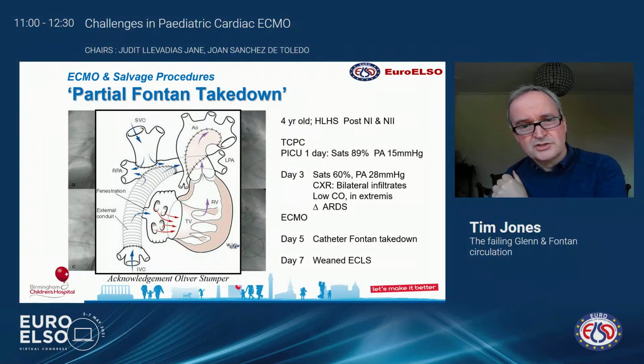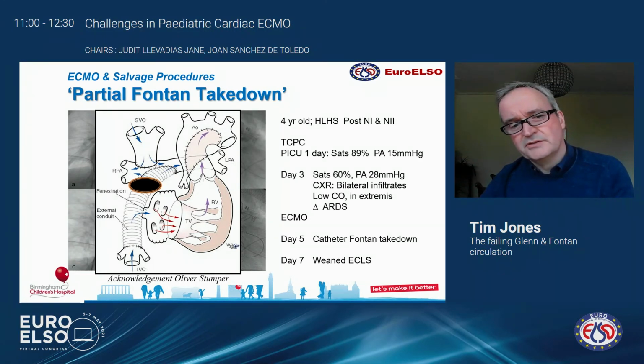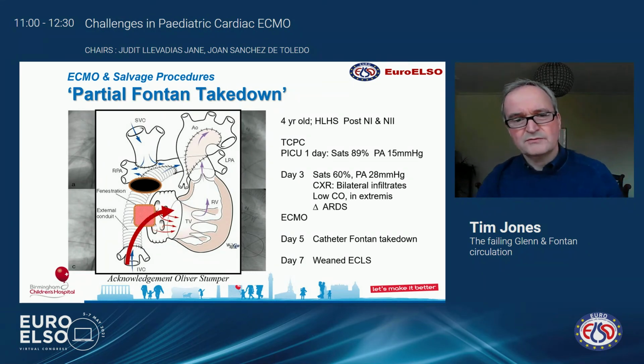And so what we did is we actually took them to the catheter lab and did what we call a catheter takedown. This is our preference now rather than reoperating, and that is to block off the distal part of the tube, stent open the fenestration widely. And so now we've converted them back to a caval pulmonary shunt without the burden of a second operation. And we're usually able to wean off ECMO then and reassess.